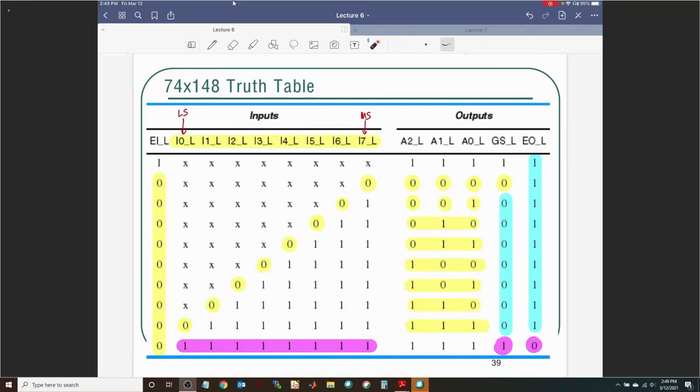All right, questions about the 74x148 truth table? Once you have the truth table, you can build logic expressions, you can build logic diagrams, you can look at the simplest expression and do all that fun stuff because you have the truth table now. There are 5 outputs, but only 3 of them are the actual outputs. Got something and enable output are the special outputs that we would be using for cascading purposes.